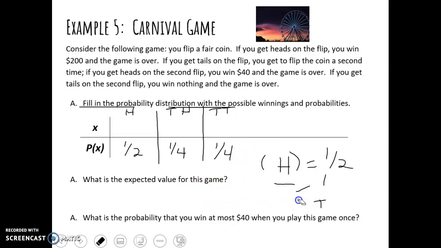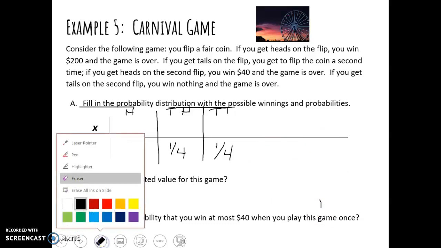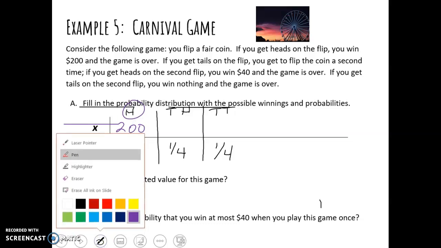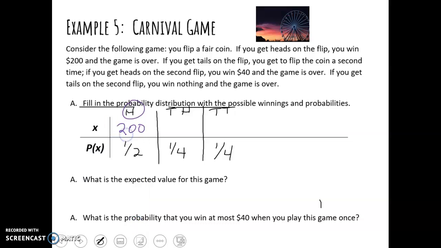Now, for these, I need to put some numerical values in for my random variables. So let's recall, if you flip heads on the first toss, you win $200, and the game is over. If you flip tails on the first one, you get to flip again, and if you flip heads on the second, it is a $40 win. And then if you flip tails and tails, it is not a win at all. So what is the expected value of this game?